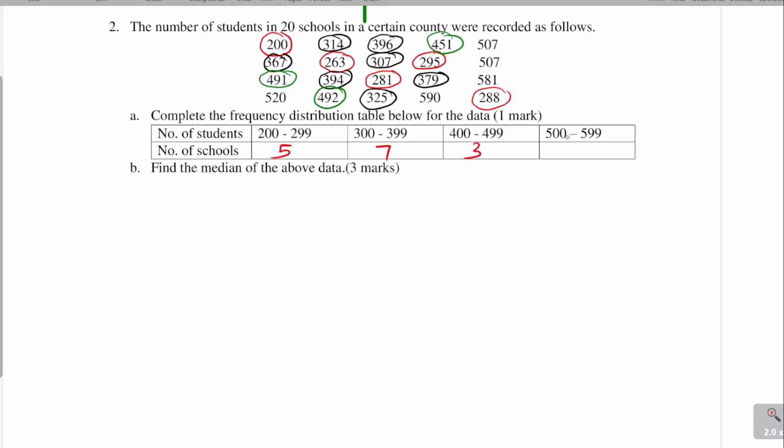Then the last one, 500 to 599. You have 1, we have 2, we have 3, we have 4, we have 5. There are 5. So we've completed that.